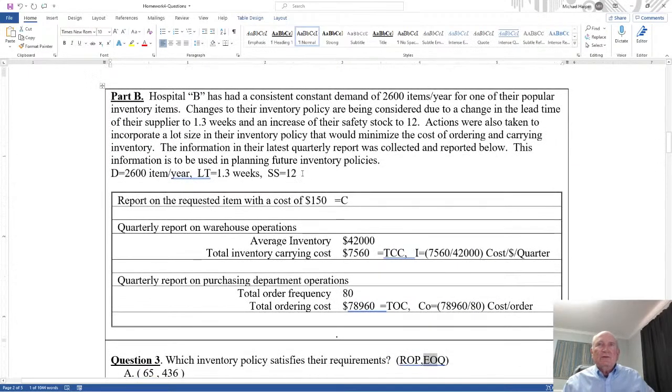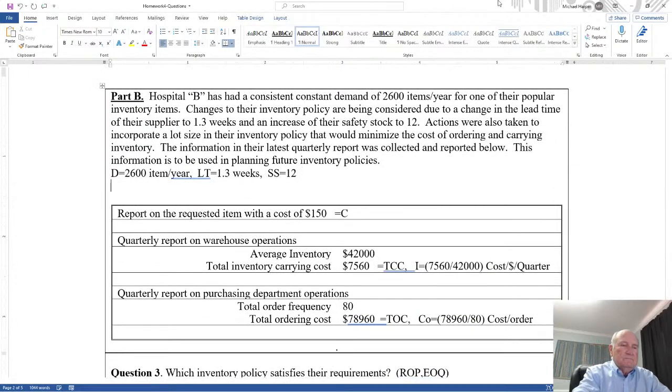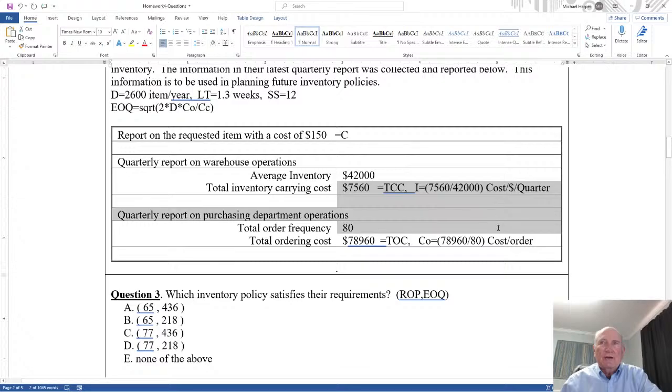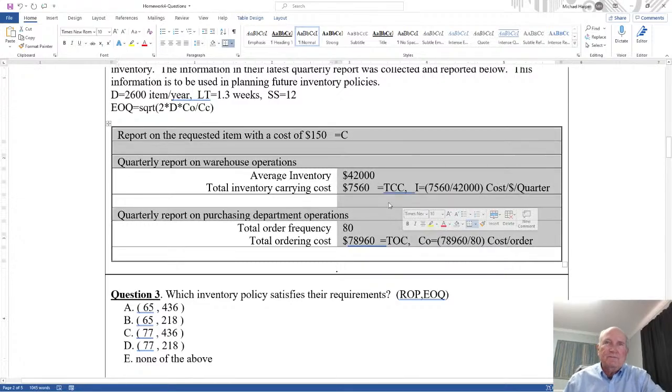Because remember, the EOQ will equal the square root of 2 times D times C sub O over C sub C. So here's our demand. Here's our unit ordering and carrying cost from the table here. Just comes from the quarterly statements.